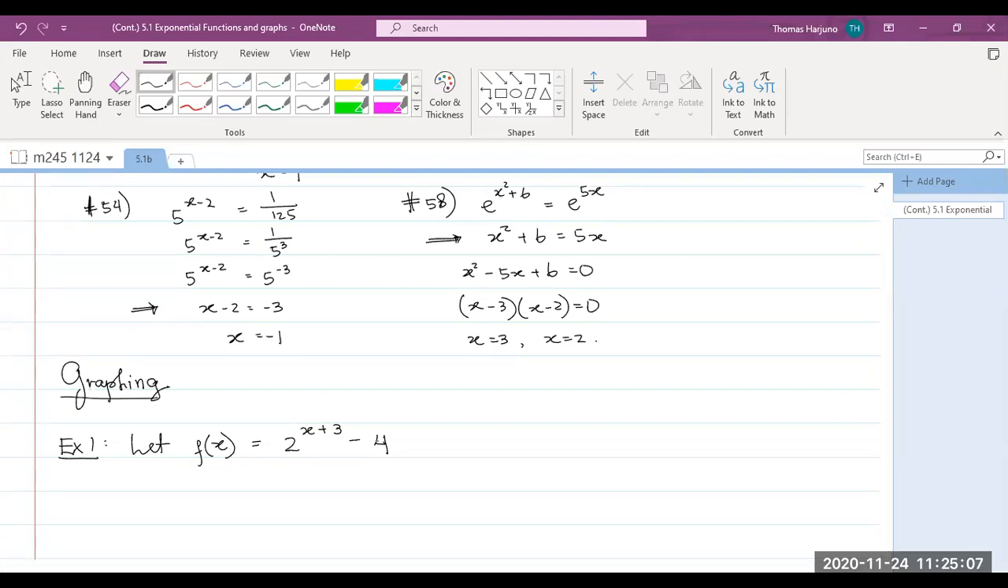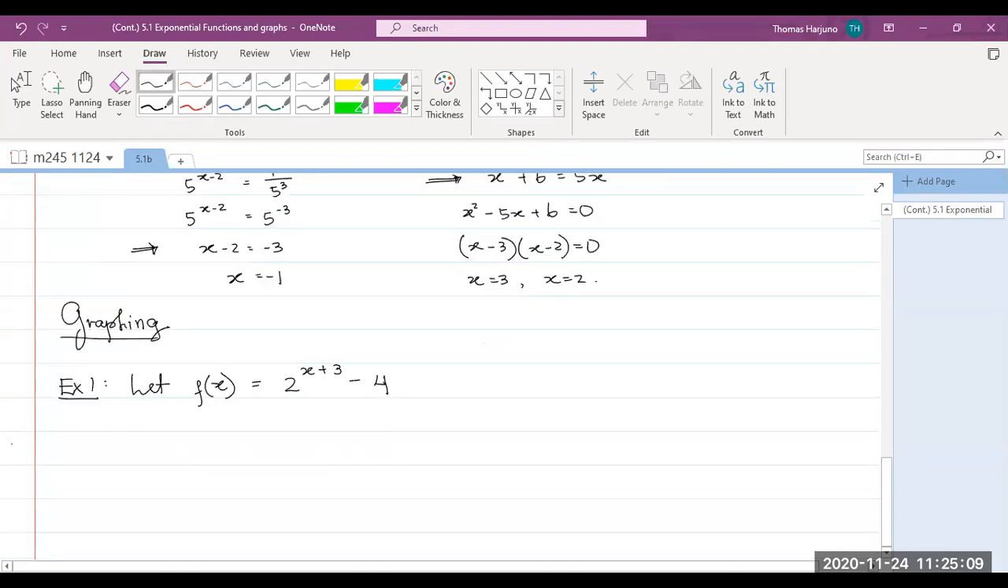Before we graph, we need to answer the following questions. First, what's the domain? And then what's the range? For us to answer these two, we need to know the transformation: the basic graph of 2 to the x, and what the transformation is doing. And third, what will the y-intercept be? And how about the x-intercept?